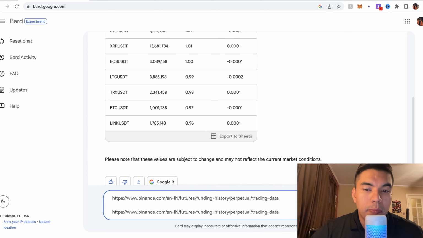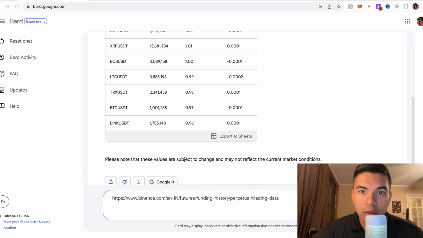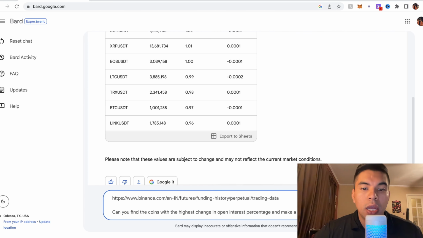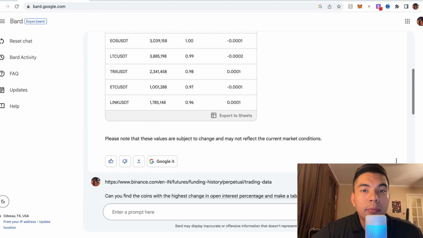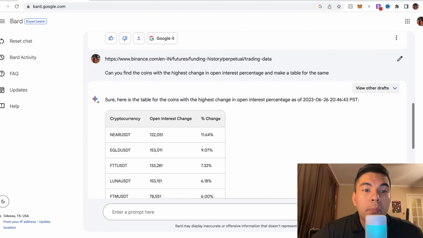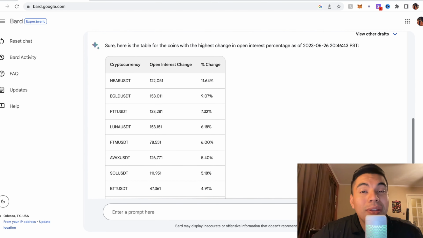And now we're going to go ahead and paste our second prompt here, which should be the one where we say, find the coins with the highest change in open interest percentage and make the table. So now we're going to give that a second, and it should pull out a similar one like the one we did above. But now notice it's actually giving us some more different results.